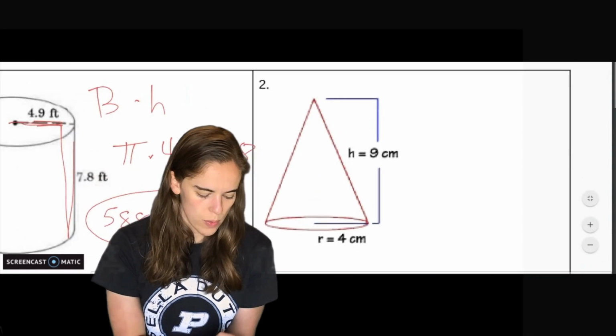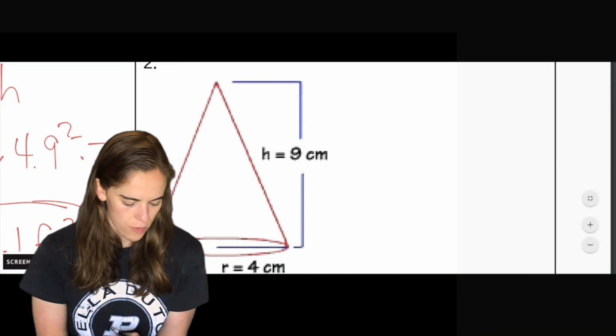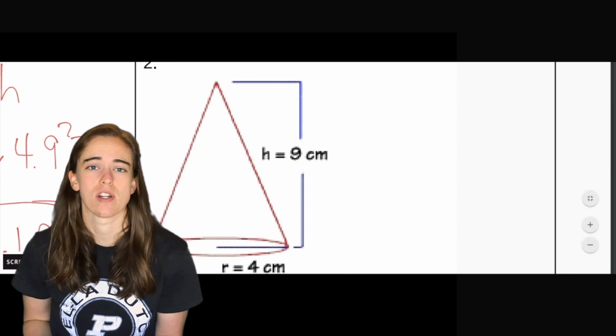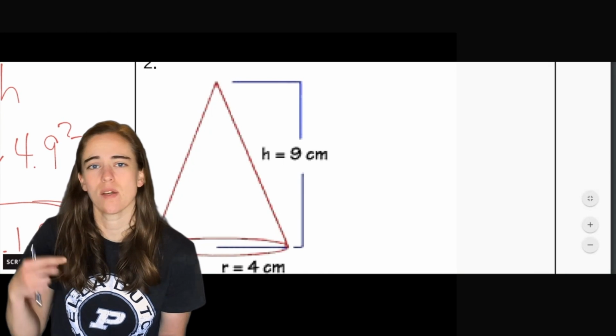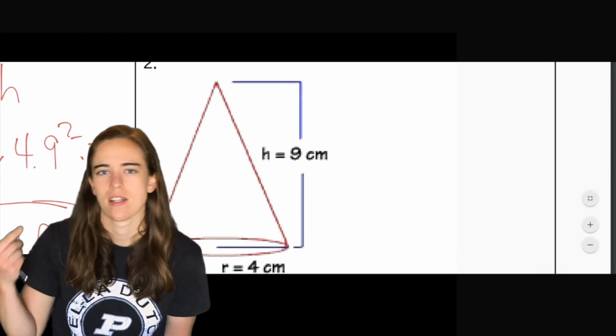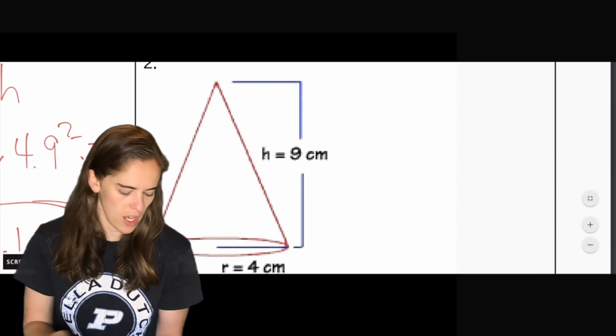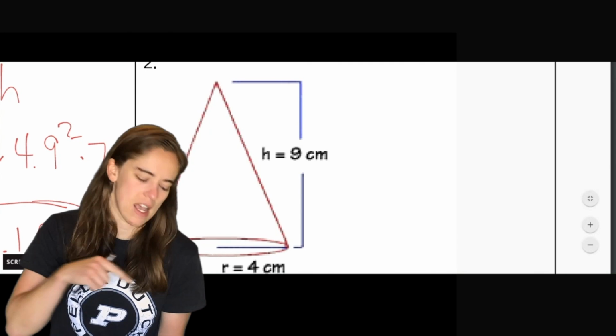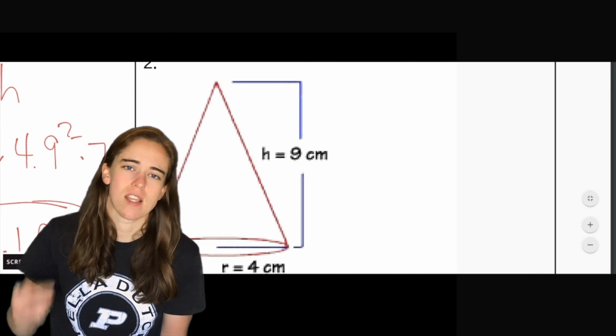For number 2, we have a cone here. For our cone, the radius is 4 centimeters, the height is 9 centimeters. So I like to think of it as anything with a point, I'm going to end up dividing by 3 at the end. So that's a cone, that's any type of pyramid. And that's because for this cone, I can fit 3 of those cones into a cylinder that has the same base shape and the same height.